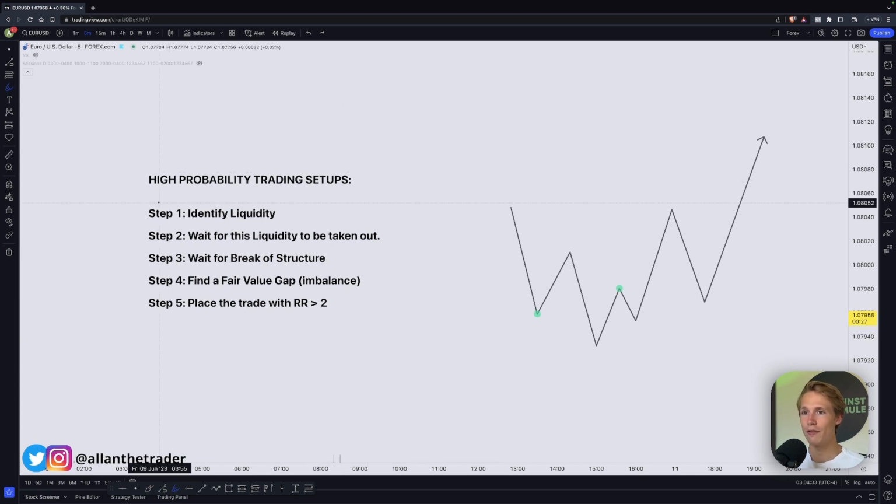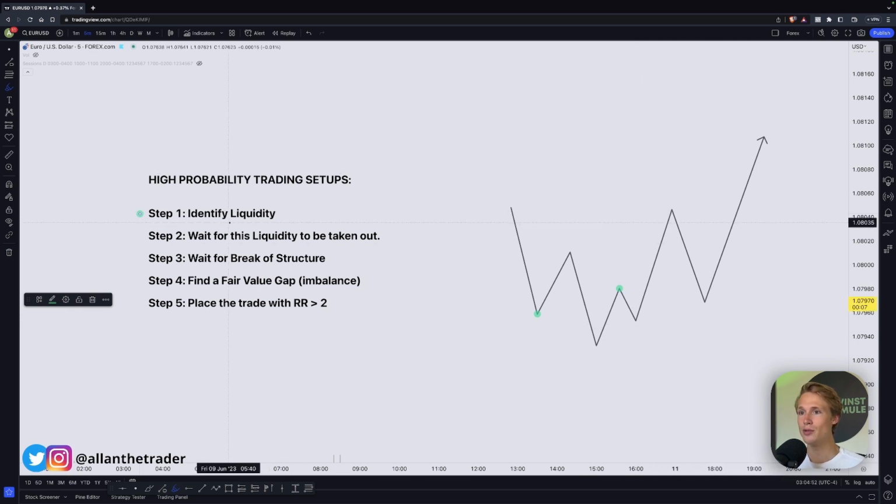So let's begin with the 5-step system, because this can literally make you profitable if you're not profitable yet. So let's start with the first step. The first step is identify liquidity. Now I've made a simple drawing here. First I will explain it here, and then I will show you some real examples.